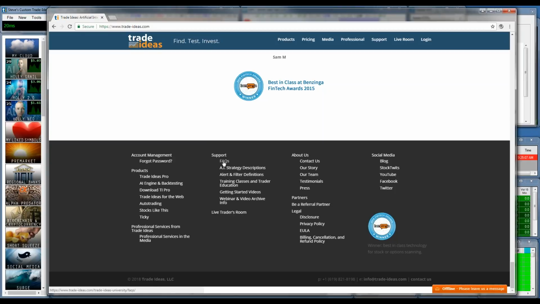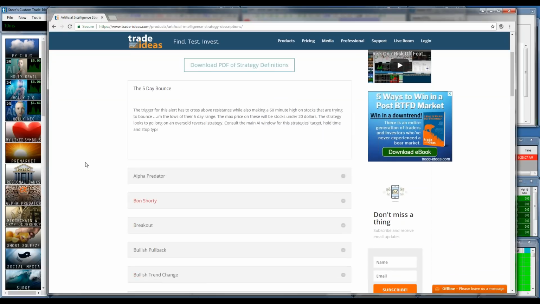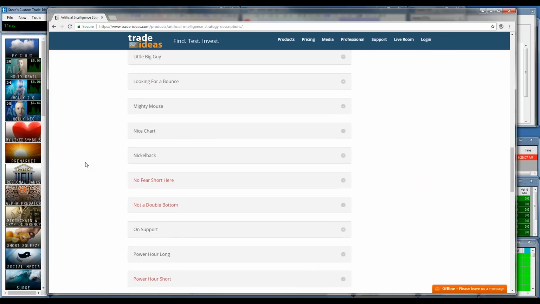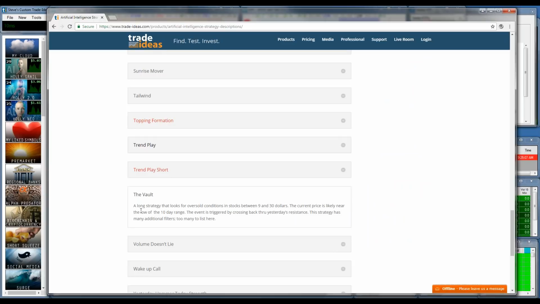And under support frequently asked questions, we've got one called AI strategy descriptions. And it will take you to this page here. You can download a PDF for your permanent copy, or you can scroll down to what's interesting. The vault, most people want to know. You click on that once and open it up. Just a real thumbnail strategy description on what is going on with each of these.